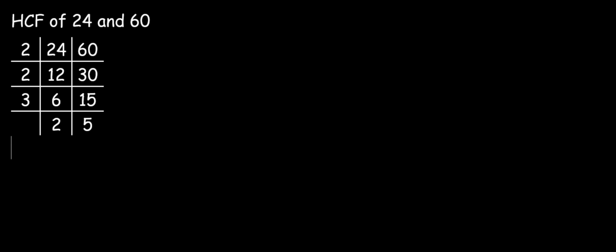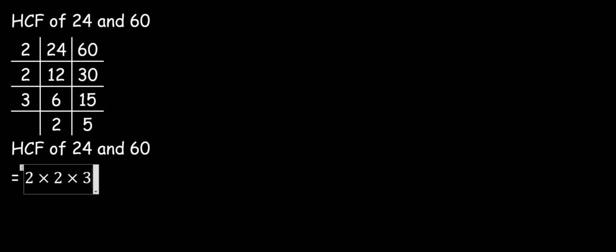This is HCF, so we stop there. No other number can divide through the two given results. We now conclusively say the HCF of 24 and 60 is equal to 2 times 2 times 3, which is equal to 12. Let's take another example.